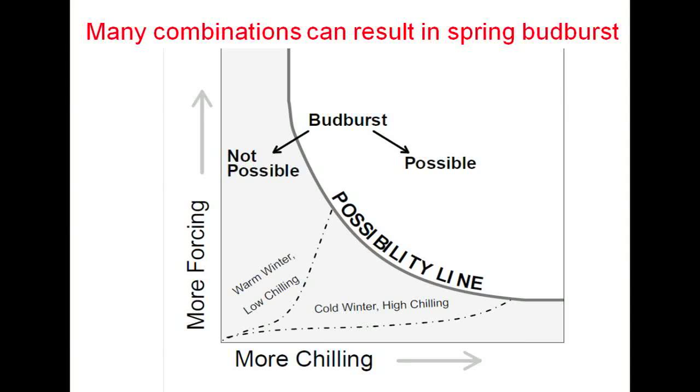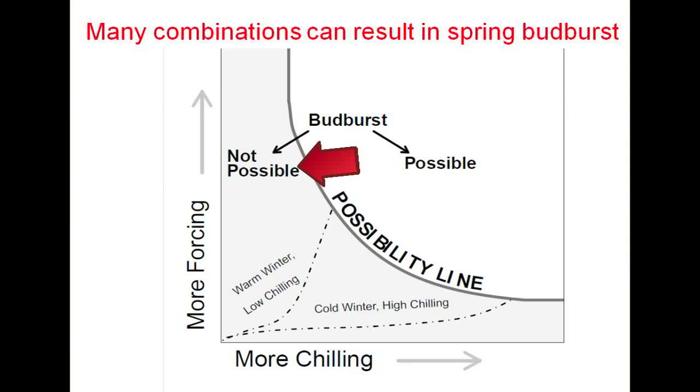And that's that there are many combinations that can result in spring bud burst. The plant is accumulating chilling and warming and chilling and warming, and it can have until it gets up to this line here, which I call the possibility line. And when it gets to the possibility line, it means now bud burst is possible. But there are lots of ways to get to the possibility line. So you could have a lot of warm temperatures, you could have all kinds of combinations in between.